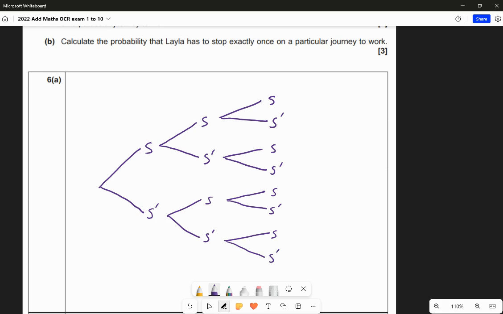And then you've got to put the probabilities on. First set of traffic lights was 0.5 she stops, so it's 0.5 she doesn't stop. The next one was 0.6, so it's 0.4 she doesn't stop. And then the third set of traffic lights was 0.7 she stops, so it's 0.3 she doesn't stop. And that is all the marks. That's 3 marks for just drawing that.